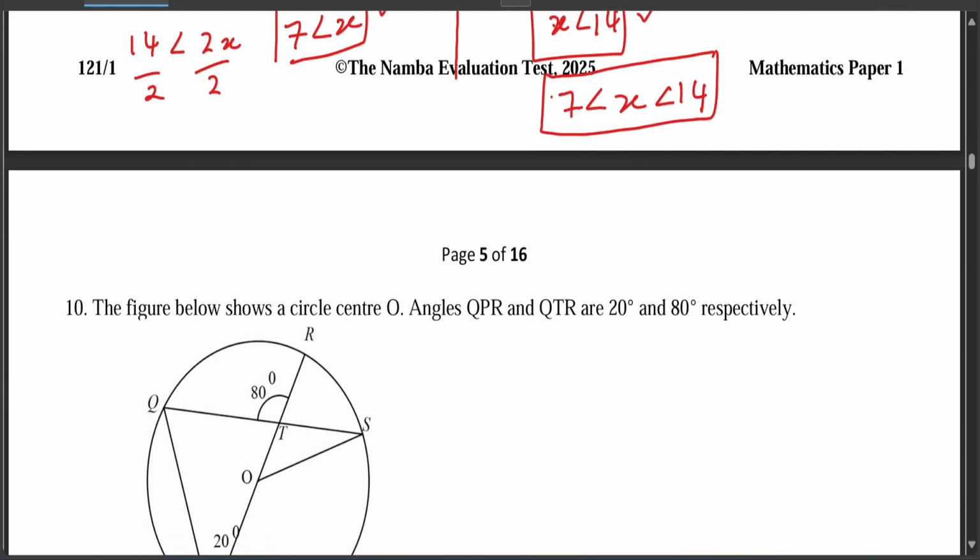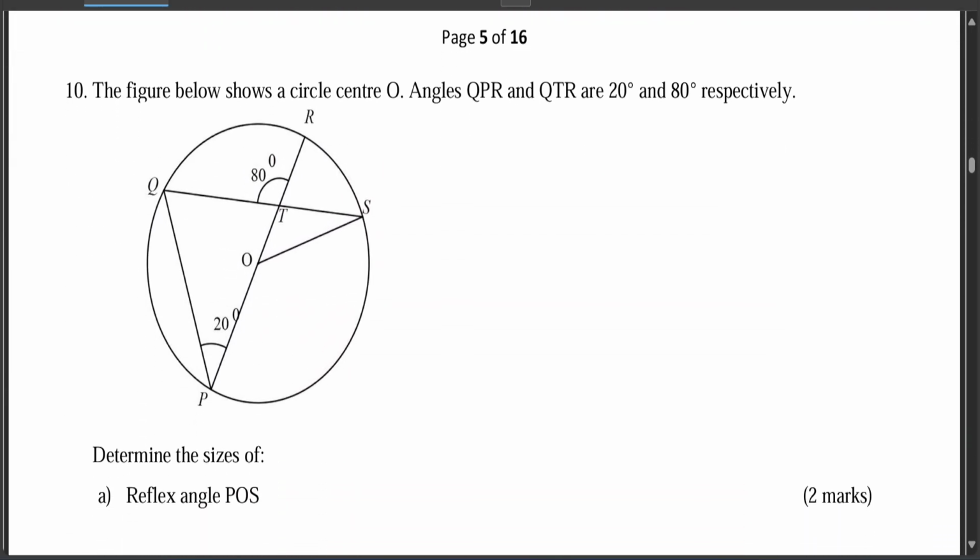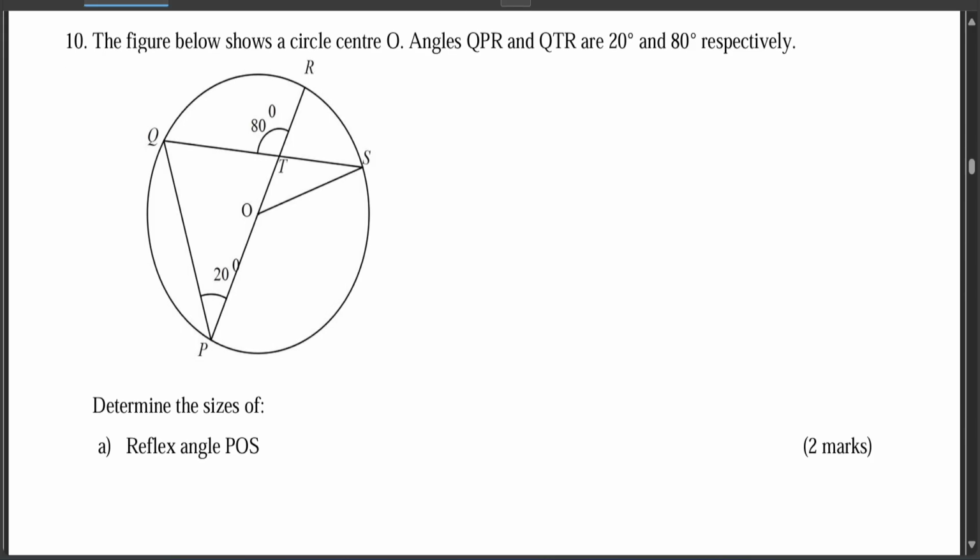Alright. Question 10. The figure below shows a circle center O. Angles QPR and QTR are 20 degrees and 80 degrees respectively. The question says determine the size of reflex angle POS.